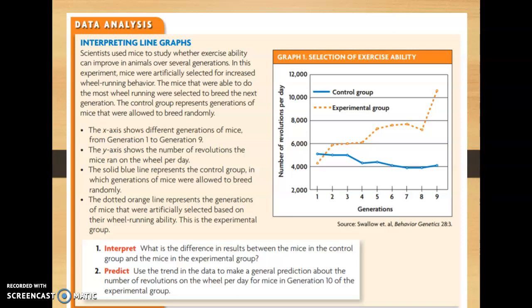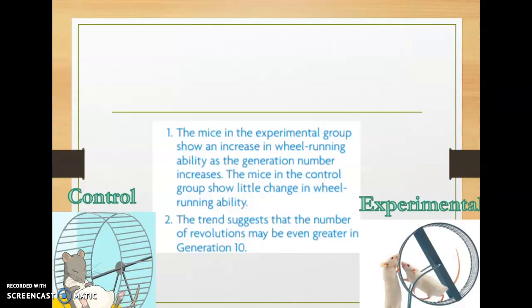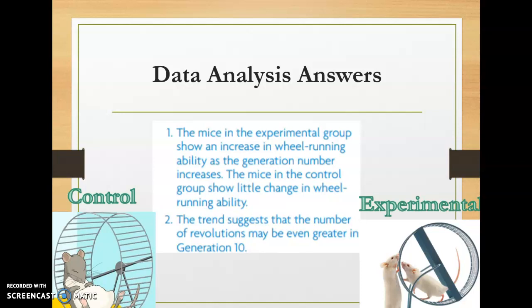Okay, answers. So number one, the mice in the experimental group show an increase in wheel running ability, and the mice in the control group didn't. And it kind of makes sense because this experimental group was created based upon selective breeding. So they only bred those that were good wheel runners. And in the other group, it was whatever.